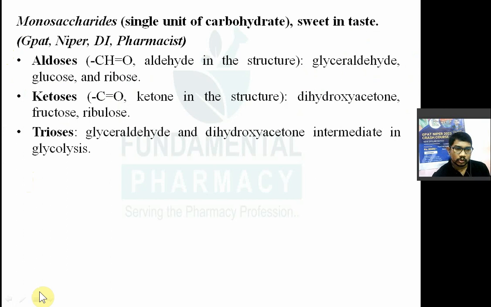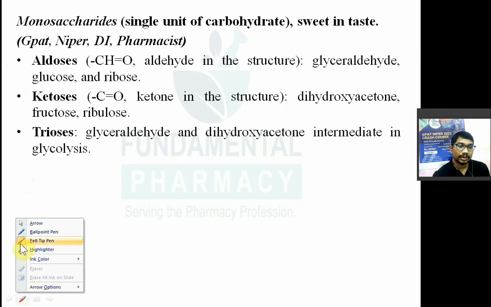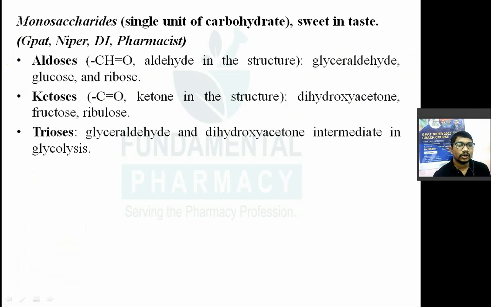Monosaccharides are classified in two ways. First, we have seen that depending on the functional group present, they are classified into aldoses or ketoses, right? Now monosaccharides are also classified depending upon the number of carbon atoms in that sugar, and on that basis we classify them. So first is trioses.